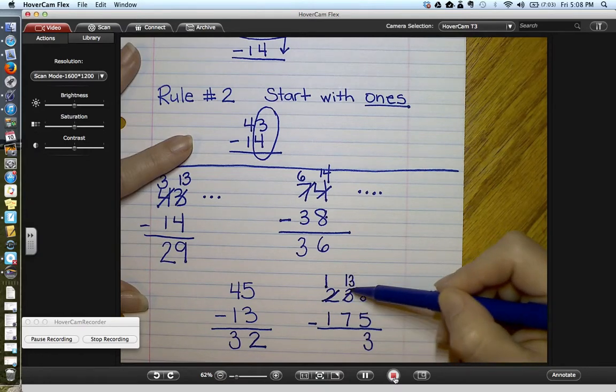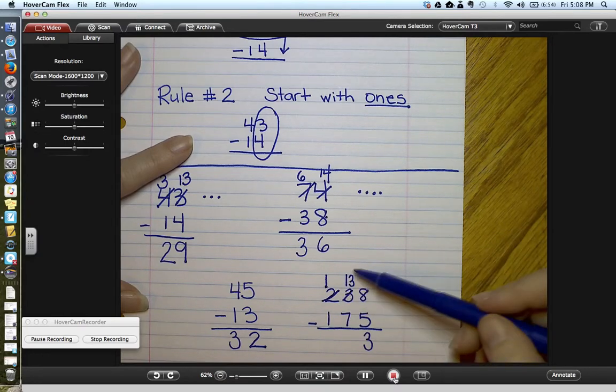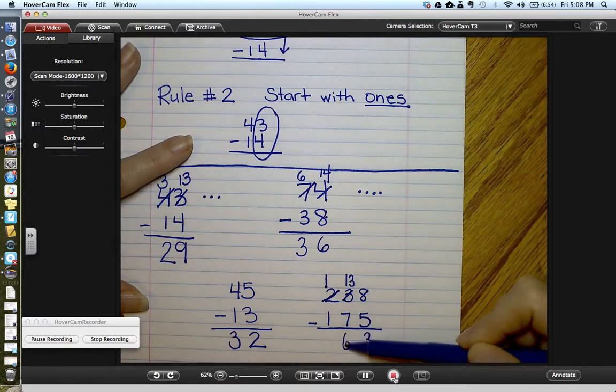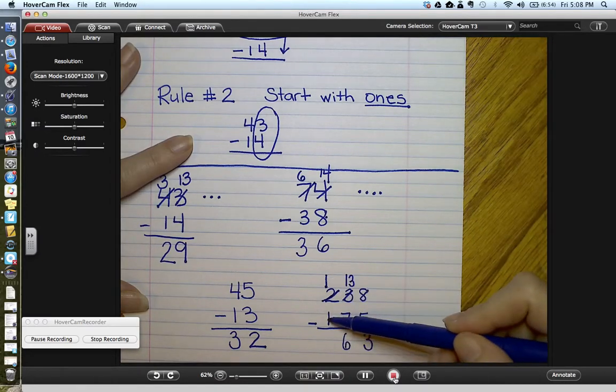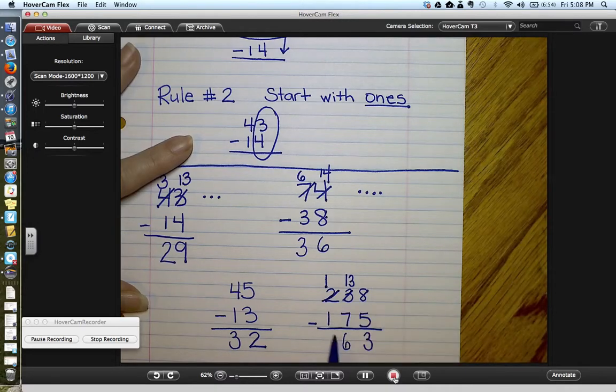We add that 100 over to this 30. 13 minus 7 is 6, and 1 minus 1 is 0. Now, we don't have to write the 0. If you write it there, that's fine, but we don't ever write a number like that to say 163. We would just leave it blank and have 63.